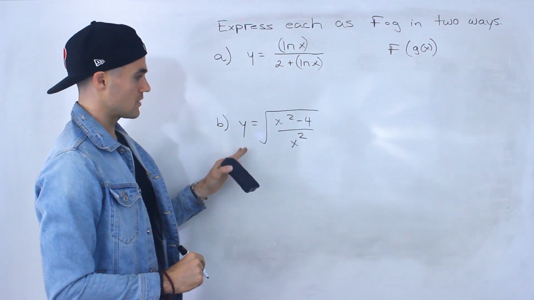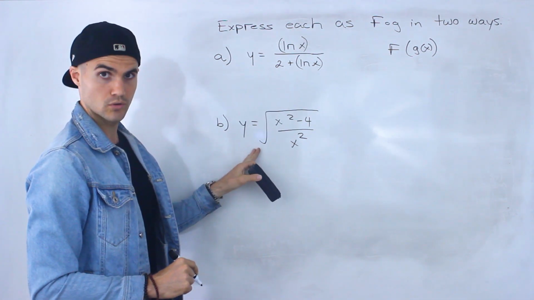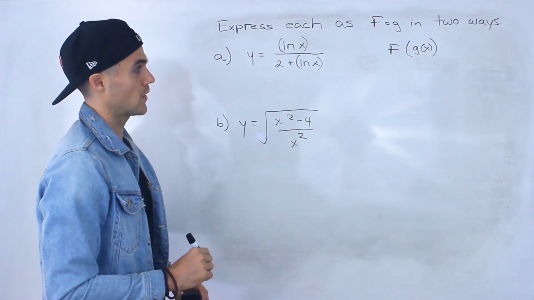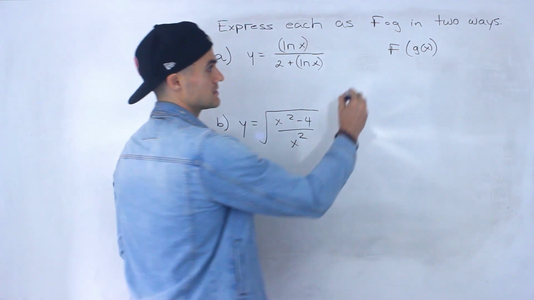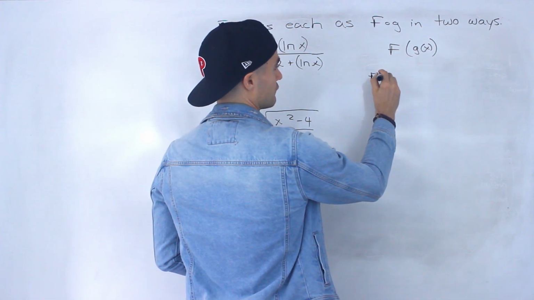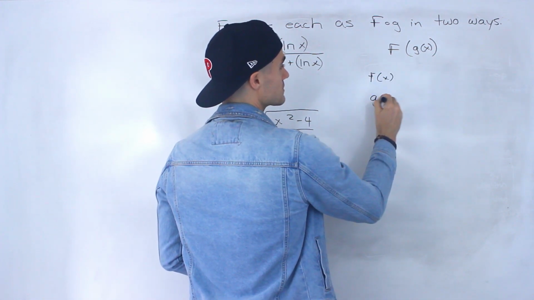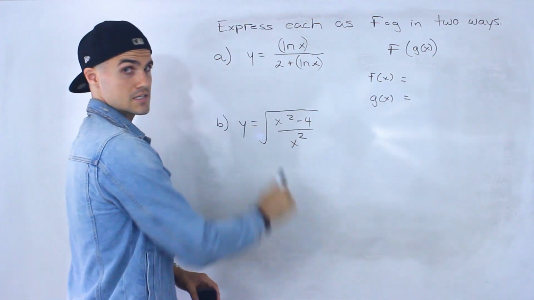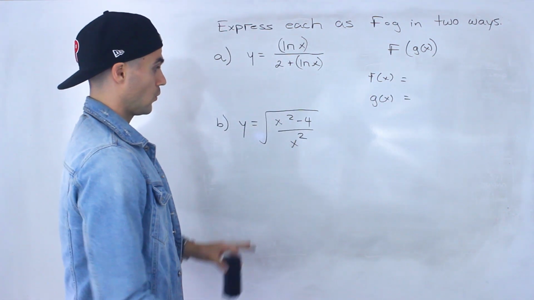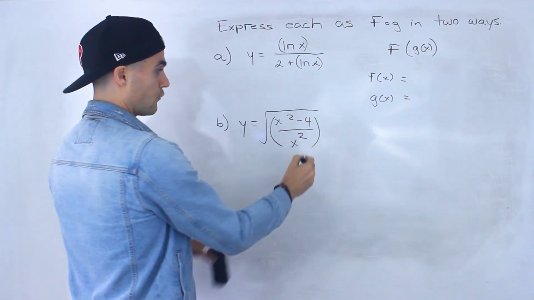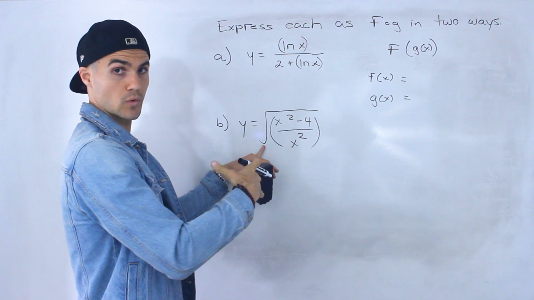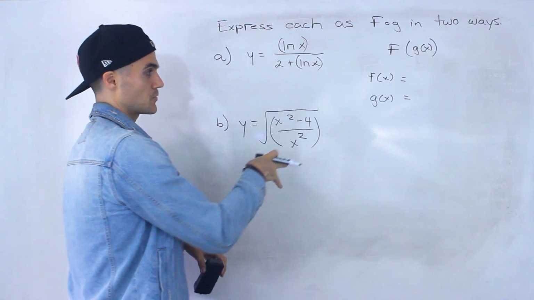Now, what about part B? We got y equals the square root of x squared minus 4 over x squared. How can we state an f of x and a g of x where f of g of x would end up giving us this here? Well, one way is, notice that we got this whole function, x squared minus 4 over x squared, within another function, the square root of all of that.